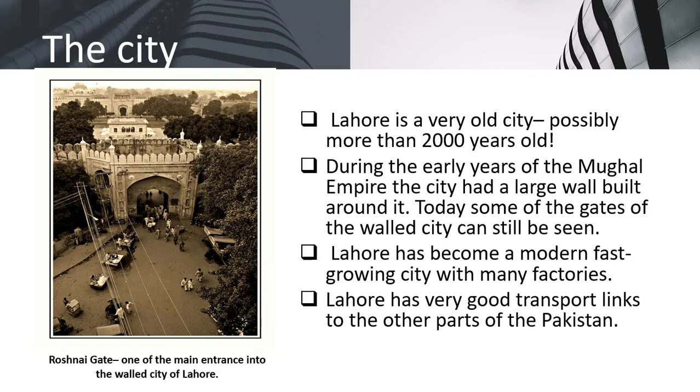Lahore is a very old city, possibly more than 2000 years old. During the early years of the Mughal Empire, the city had a large wall built around it. Today, some of the gates of the walled city can still be seen. Lahore has become a modern, fast-growing city with many factories. Lahore has very good transport links to the other parts of Pakistan. In this picture, you can see the Roshni Gate, one of the main entrances into the walled city of Lahore.